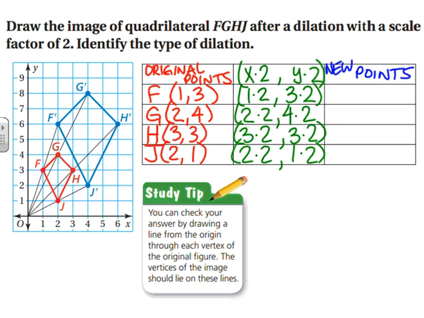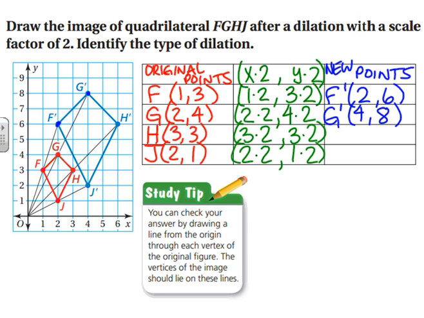So the first coordinate point at F, 1 times 2 is 2, and 3 times 2 is 6. So point F prime, I'm going to relabel that. F prime should be at (2, 6). And when we check that, we see that it's right there. So that matches up. G prime, based on our calculation, should be at (4, 8).